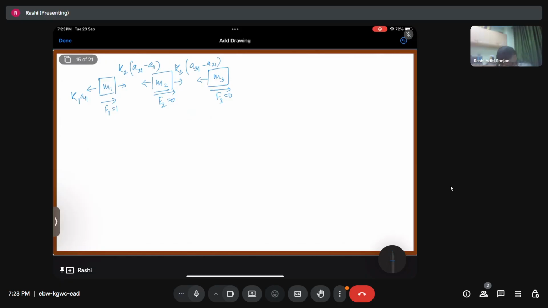Now if we write K1 A11 is equal to K2 A21 minus A11 plus 1. Then for the second one we are going to have K2 A21 minus A11 is going to be equal to K3 A31 minus A21, right? And then K3 A31 minus A21 is going to be equal to 0. These are the first set.